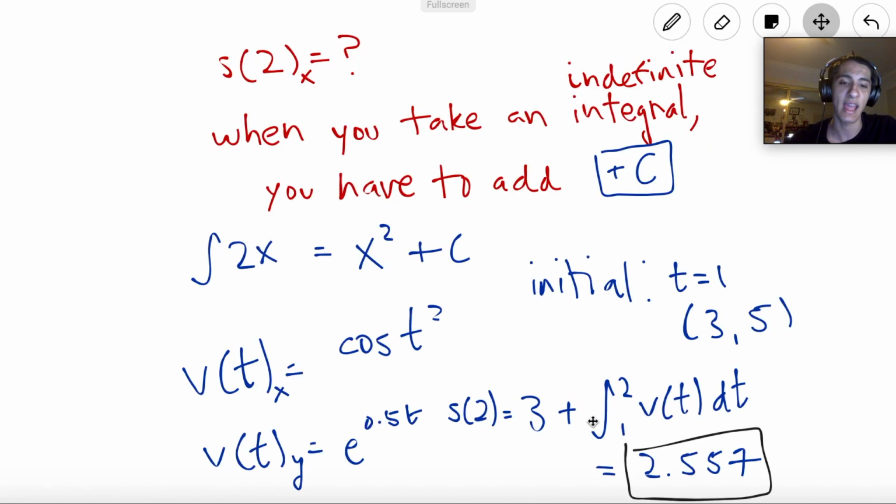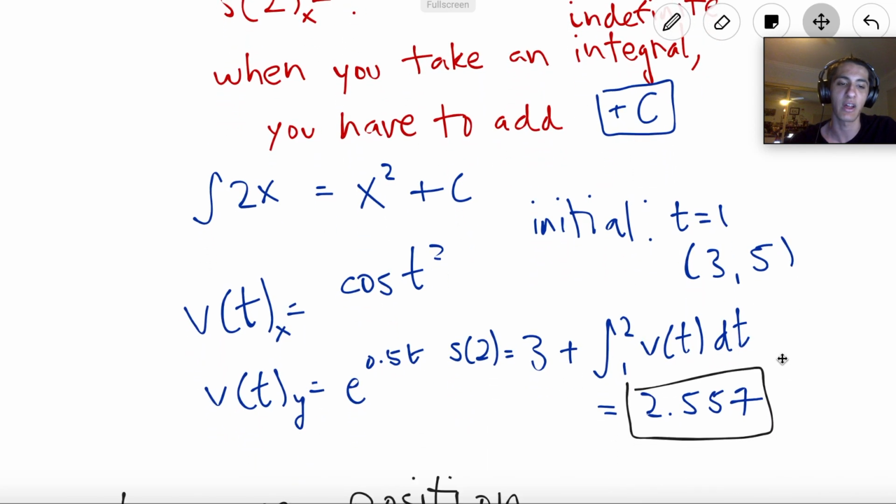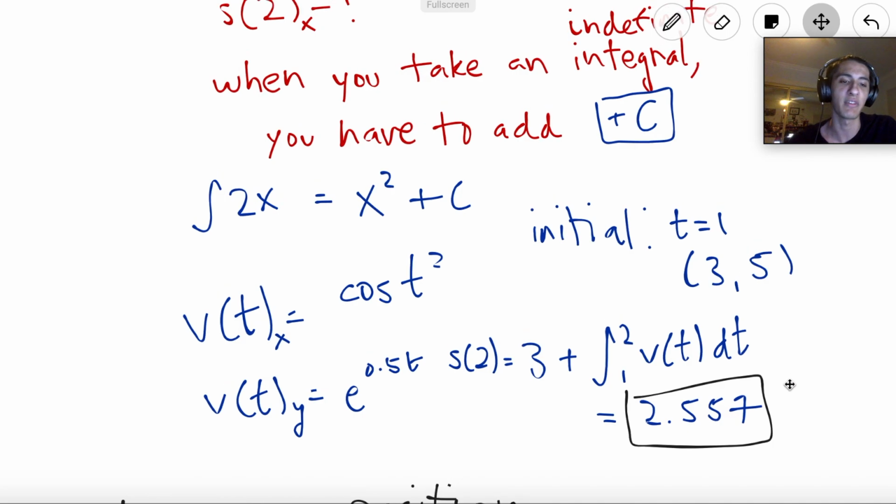So we can add that into an equation, saying s of 2 equals 3 plus the integral from 1 to 2 of v of t dt. So this is basically telling you where the particle goes from 1 to 2. And you can see it actually comes back a little bit towards the origin as it decreases, and we are left with an x value of 2.557.